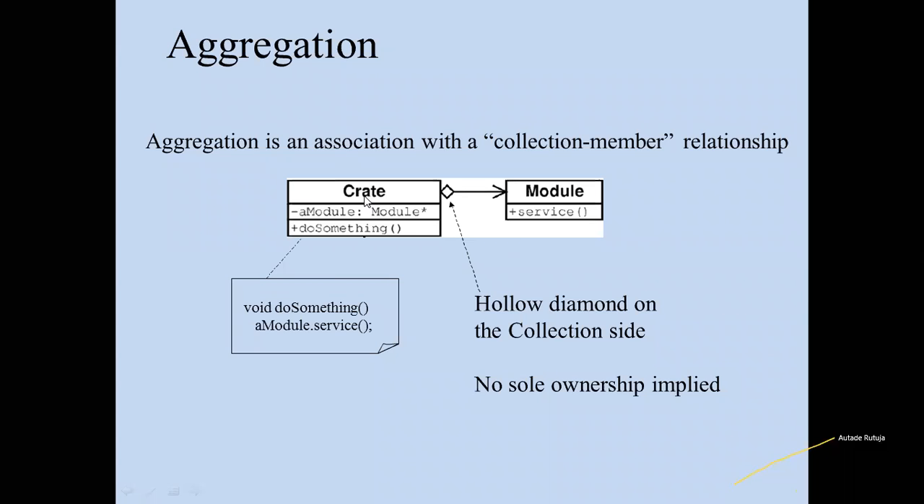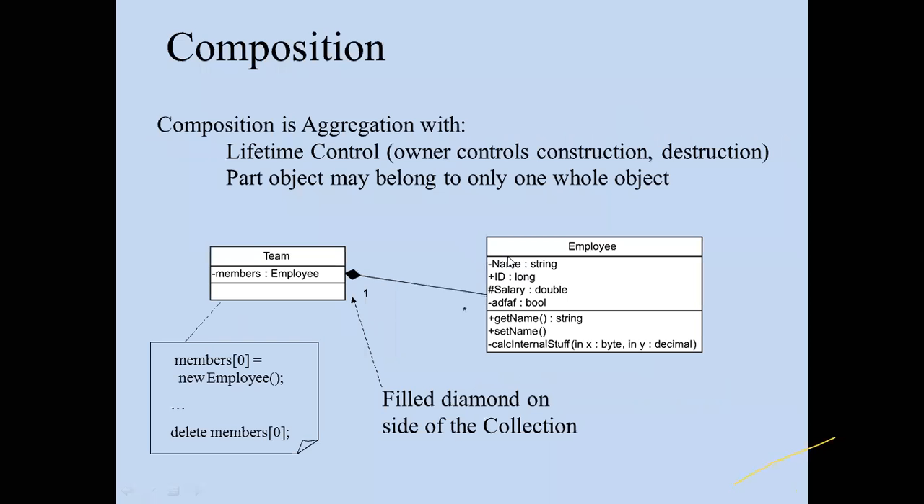Here you can see the class Create and class Module. This is the collection class. Here you can see the hollow diamond is on the collection side. This is the aggregation relationship. Then we have seen the composition.